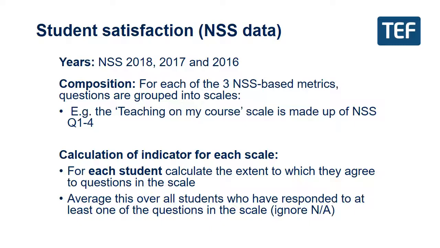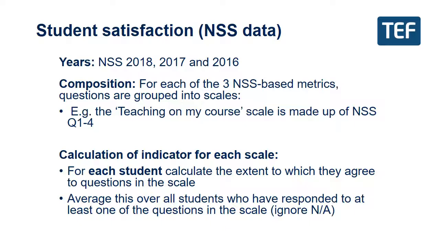So as we've already discussed, the first 3 core metrics are drawn from the NSS data. Core metrics aggregate data from the most recent 3 years as far as that's available for a provider. So that means in TEF Year 4, the NSS metrics draw on responses to the NSS surveys in 2018, 2017 and 2016. The NSS is open to international students as well, so whereas the other core metrics just look at UK domiciled students, the NSS-based metrics include any international students who respond to the survey.